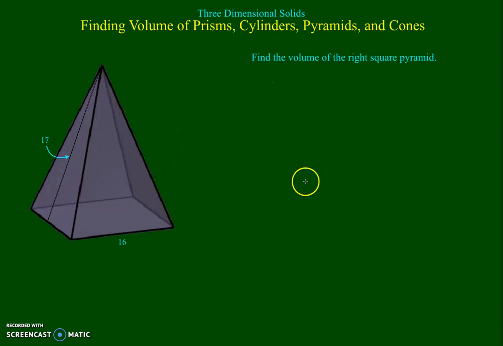In this example, we enter the lovely world of pyramids. This is going to require a little bit extra work, but not a whole lot. And we have this right square pyramid. So it tells us that this is a square base with 16 units on a side. In order to be able to find the volume of this, we need to know the height of this pyramid.